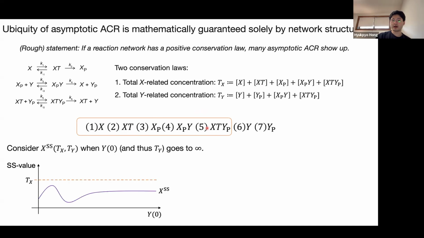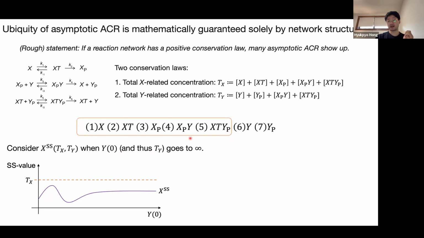So I want to look at the steady state level of one of the species, let's say the first one, X, as a function of T sub X and T sub Y when we change the initial value or the total concentration of Y. The point here is that this Y species does not contribute to the level of total concentration for X.